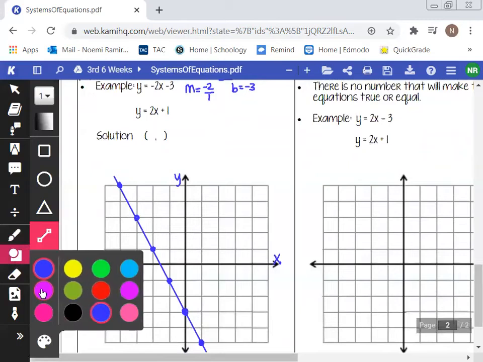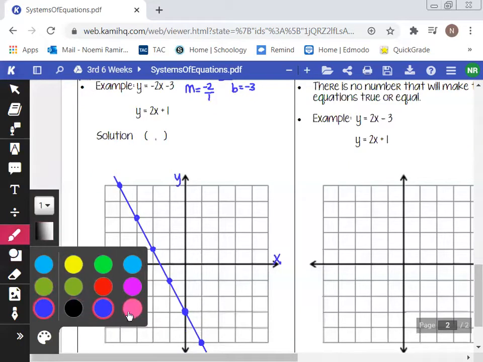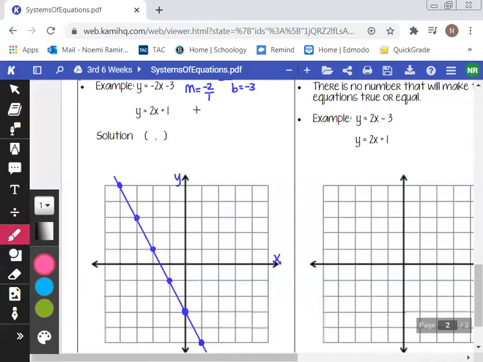And then let's graph the next one. We have y is equal to 2x plus 1. So my slope is 2. Can't leave it as a whole number, got to put it over 1. My y-intercept is 1, so I'm going to start at the 1. This time we have a positive slope, so up 2 over 1, up 2 over 1. Opposite of going up to the right, it's down to the left. And we notice that we end up sharing one point.